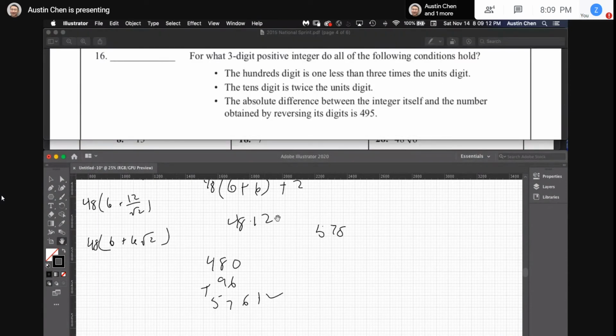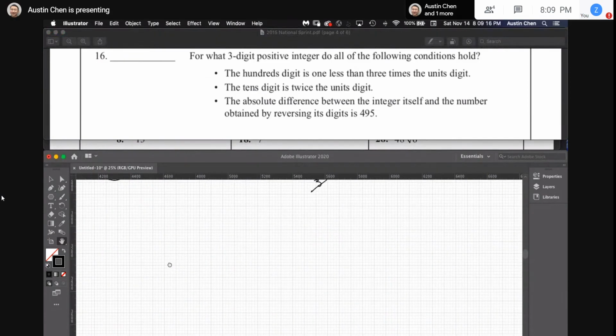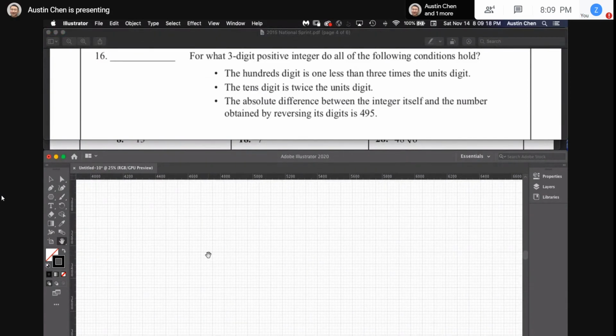For what three-digit positive integer do all of the following conditions hold? The hundreds digit is 1 less than 3 times the units digit. The tens digit is twice the units digit. The absolute difference between the integer itself and the number obtained by reversing its digits is 495.